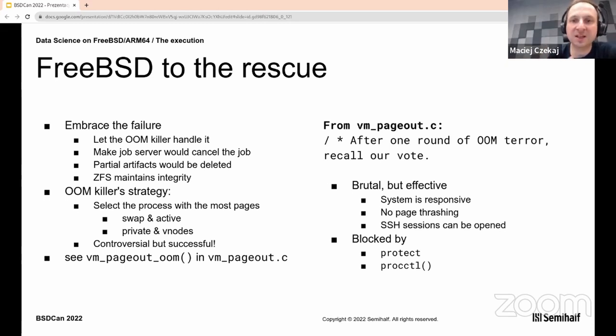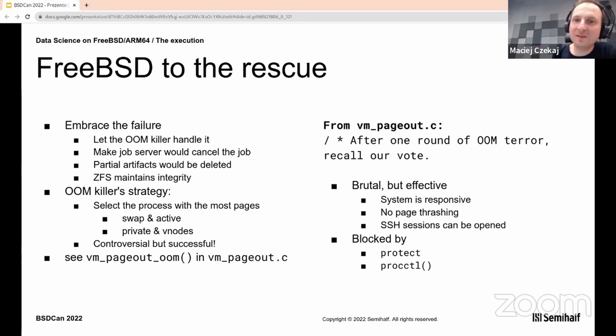So the OOM killer detects that there's an issue with memory. Once the FreeBSD kernel wants to allocate new pages, it tries to move pages to swap if they're swappable, but if they're active pages, constantly used or dirty, they're not moved to swap. So there must be another way to do it, right? There's a controversial strategy which says kill the biggest process, and this way you gain as much memory as you can. And repeat this process.